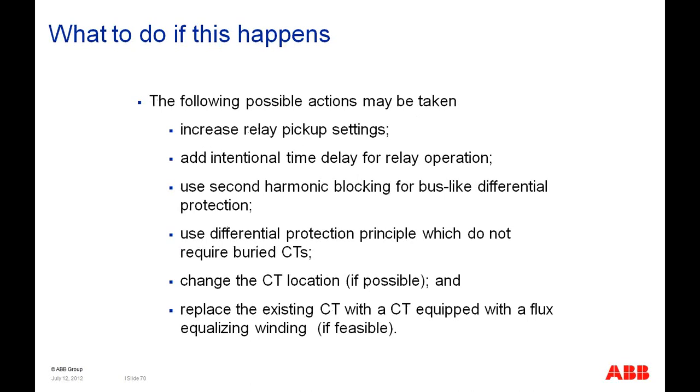And there are different ways you can mitigate this. One, by increasing the relay pickup settings on the relays. Two, to put in some intentional delay so you get past the part where these spikes are occurring. Another way is to use a differential protection principle which doesn't use buried CTs. Another way would be to change the CT location if possible. But if you have buried CTs inside the tank of a transformer, that can't very well be the case. Another thing to do is use a separate kind of CT that has a flux equalizing winding on it that actually cancels out the flux that you're getting from external sources.